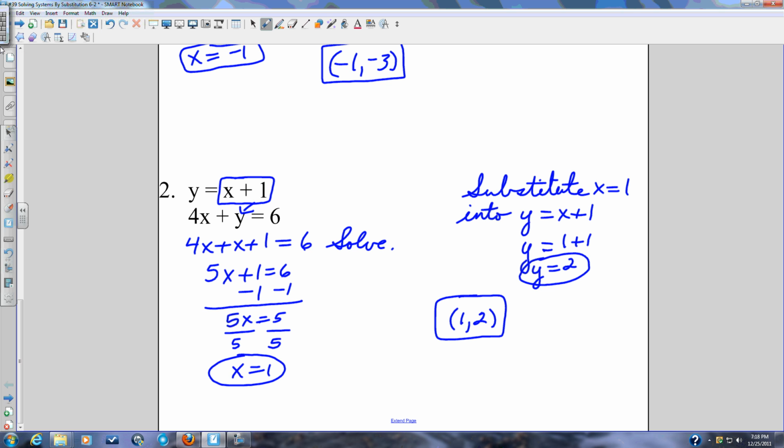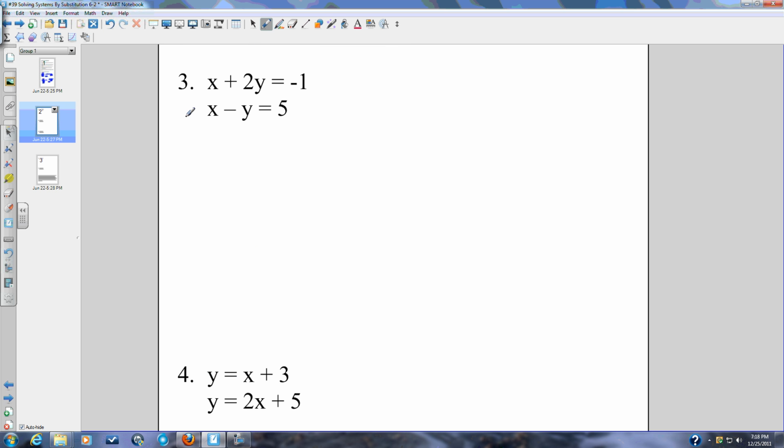All right, now moving on to our next system of equations that we want to look at: x plus 2y equals negative 1 and x minus y equals 5. Now our first step is to solve for one variable if necessary, and it is in this case. We do not have a variable that's isolated. Now what I would do is I would pick the easiest one possible, and I would solve for that variable.